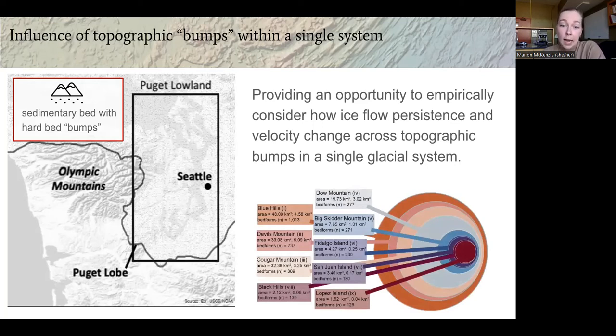They vary in size from 48 square kilometers to 2 square kilometers. And this figure here is a representation of how these bumps scale to one another in terms of their surface area. So I will pull up this figure in multiple other results slides so that if you forget the order or the magnitude in which these bumps compare to one another, this is what I'm referring to.